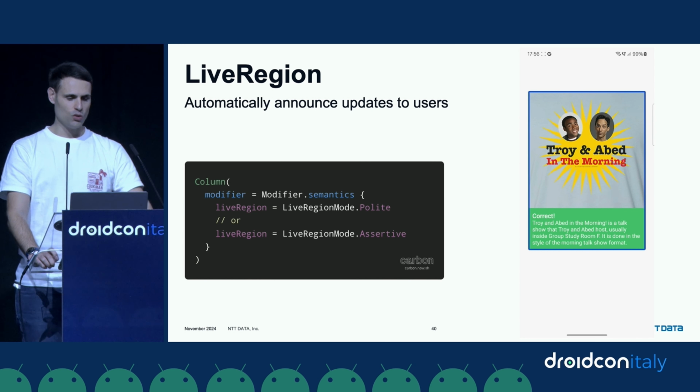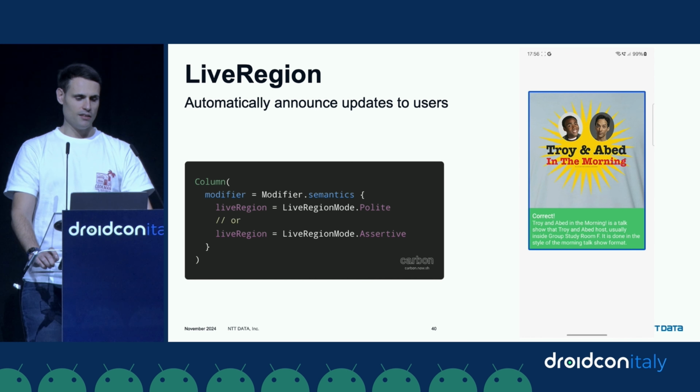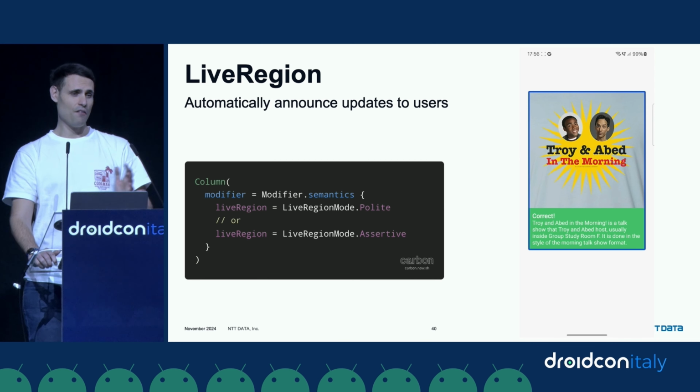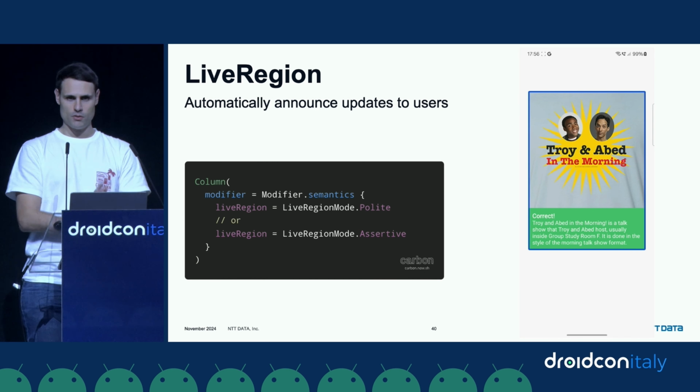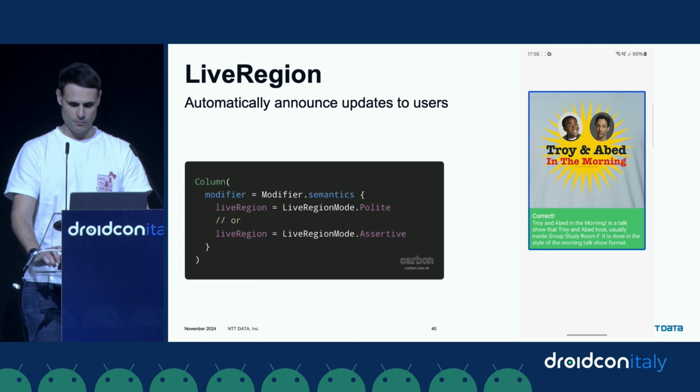We can set two different modes. One is polite and one is assertive. The difference between these two is that with the polite mode, I mean, it's polite. So if TalkBack was reading something, it just announces the status change after it has finished reading. With assertive mode, it just stops and makes the announcement of the status change.